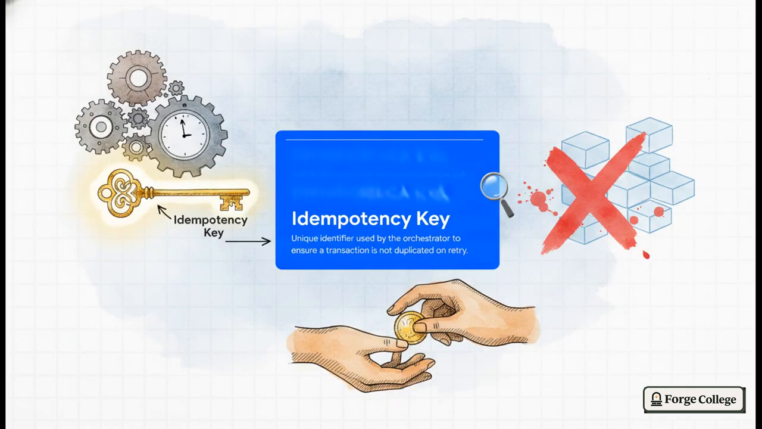Now, to keep this whole assembly line humming safely, the orchestrator uses something called an idempotency key. This is just a unique identifier used to ensure a transaction isn't accidentally duplicated during retries. So if the system hiccups and tries to submit the exact same action twice, this key basically says, nope, we already did that. It completely saves you from accidentally double executing a trade or a transfer.